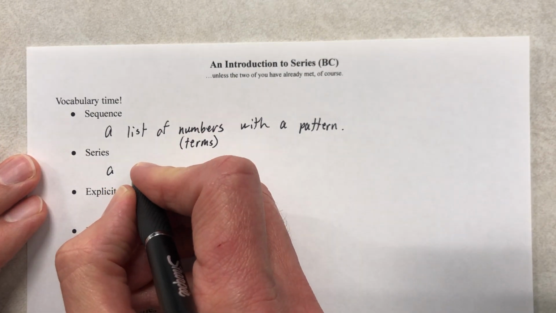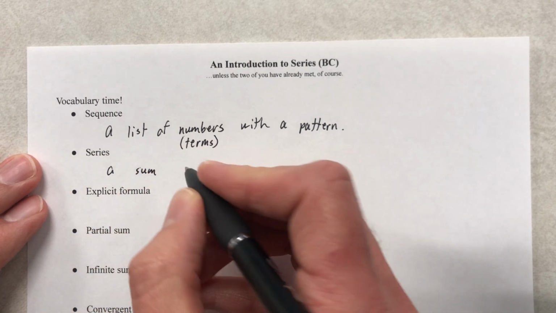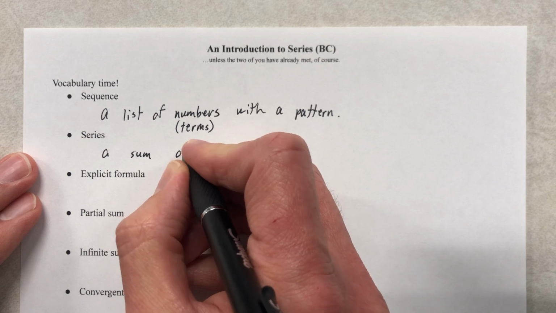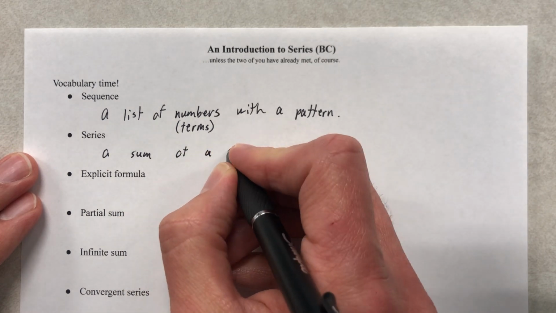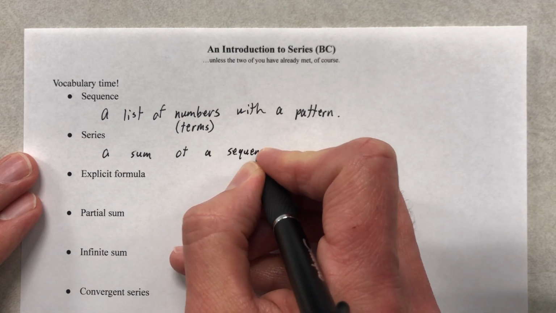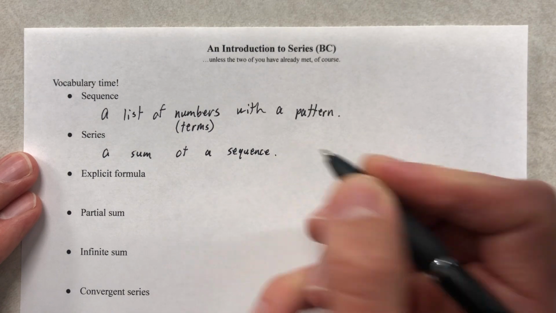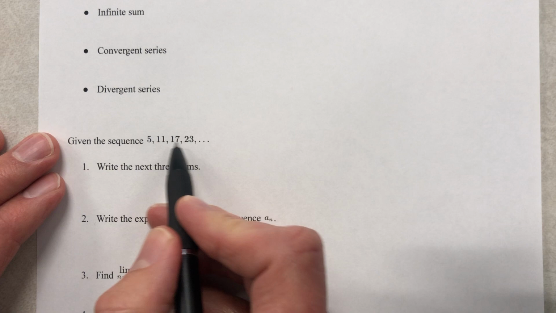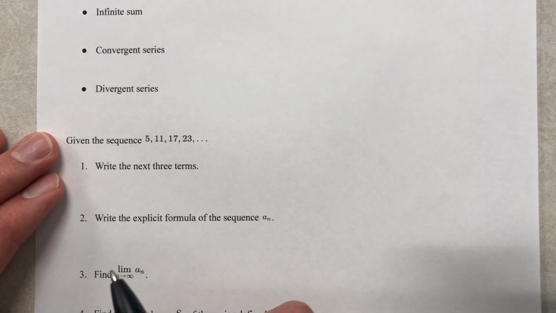A series, I'm not going to start over. I'm having too much fun. A series is the sum of a sequence. What in the world do you mean? Well, if I take a list of numbers and add them together, instead of putting commas in between them, I put plus signs, for example, then I would have a series.